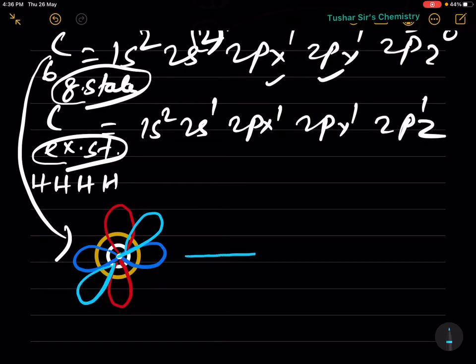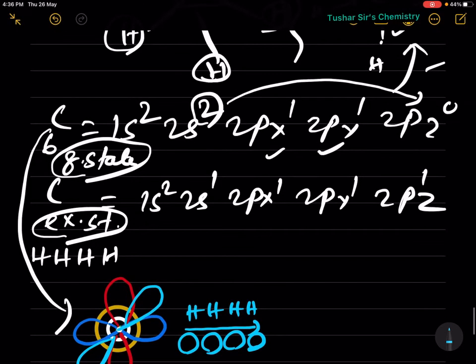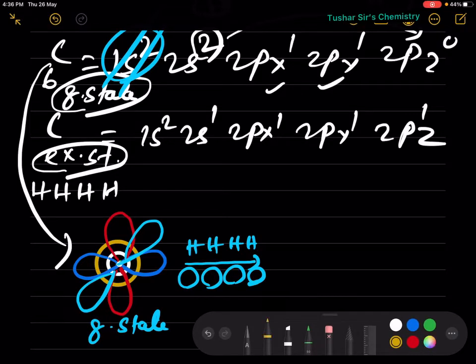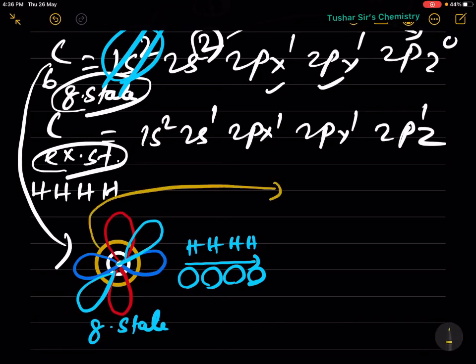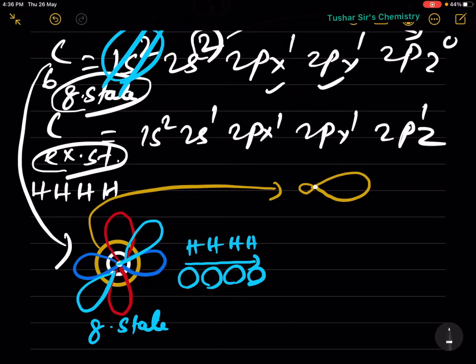In presence of 4 H atoms, this carbon in ground state gets excited. For information, 1s will not take part in hybridization. So 1s is here in white color. So the yellow color 2s will become like this. And here the nucleus is over here. This one is the positive lobe, this is the negative lobe.